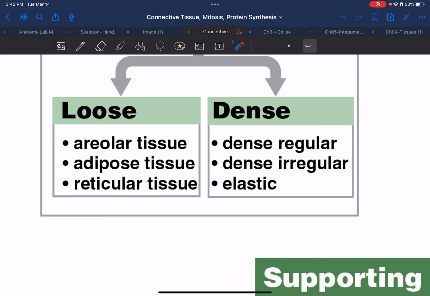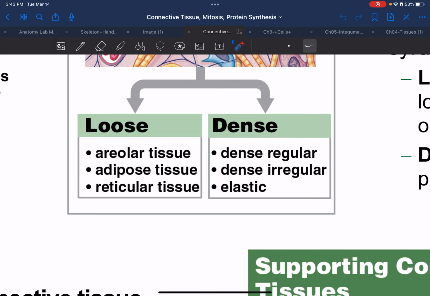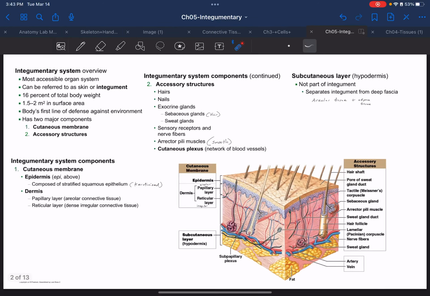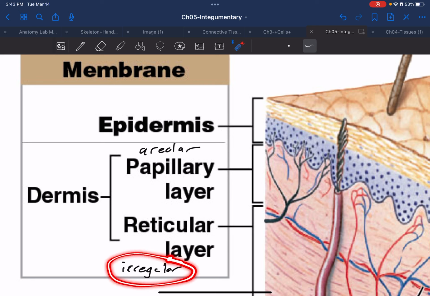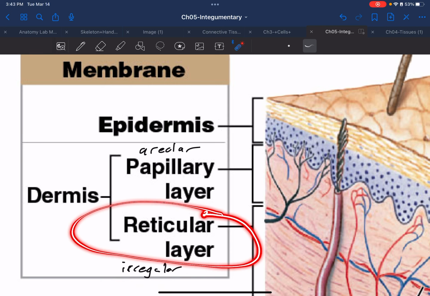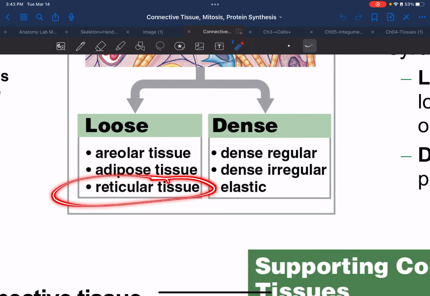What are our three fibers? Collagen, elastic, and reticular. So it's called reticular tissue because it likes to secrete reticular fibers. And in our integument system, we're seeing this word again, reticular. But try to keep in mind that that is not related whatsoever. You have dense irregular, an entirely different type of tissue. They have no relationship between the reticular layer and the reticular tissue.